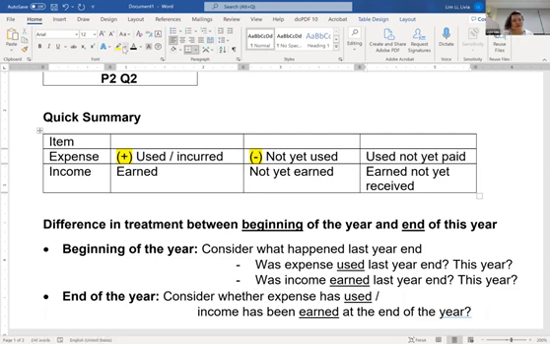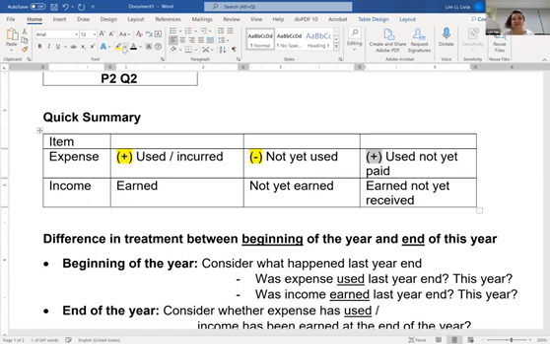Finally, what if I've used it but I haven't paid for it? The key point is, have you used it? The answer is yes, you have used it. So if you have used it, then yes, you should record it as a plus.